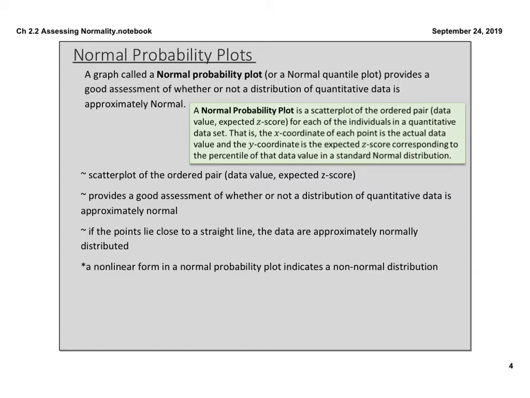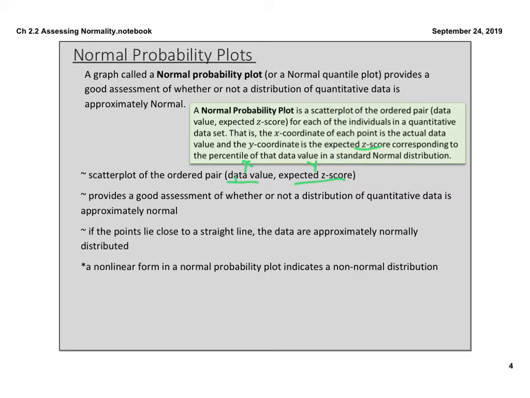The normal probability plot is a scatter plot of the ordered pair, which is the value and the z-score. So instead of plotting an x and a y, you're plotting the value with its z-score, okay? So for each of the individuals in the quantitative data set, the x-coordinate of each point is the actual data value, and the y-coordinate is the expected z-score corresponding to the percentile of that data. So there's the scatter plot. It's a data value for your x and then a z-score for your y, so you can kind of picture what it's going to look like.